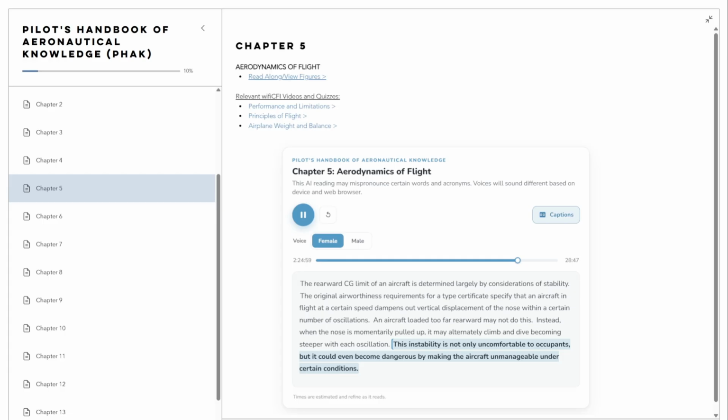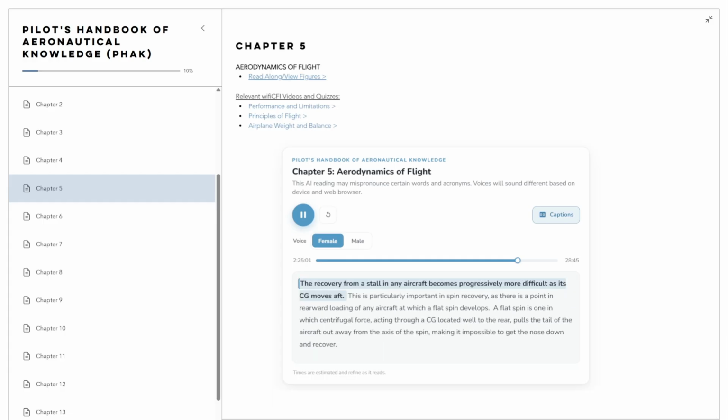certain conditions. The recovery from a stall in any aircraft becomes progressively more difficult as its CG moves aft. This is particularly important in spin recovery, as there is a point in rearward loading of any aircraft at which a flat spin develops. A flat spin is one in which centrifugal force, acting through a CG located well to the rear, pulls the tail of the aircraft out away from the axis of the spin, making it impossible to get the nose down and recover.